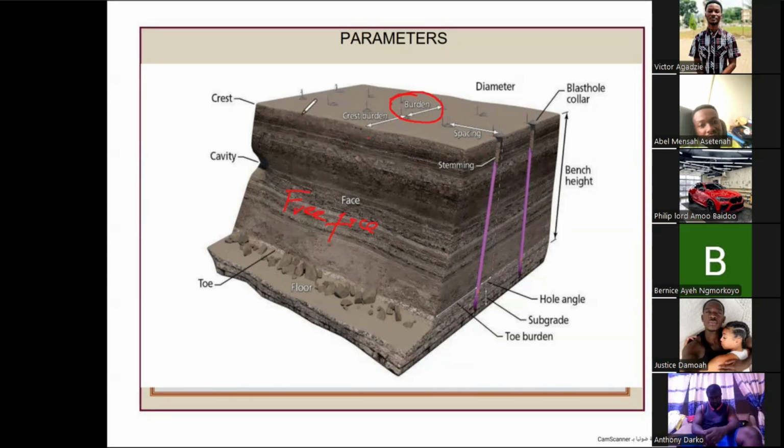Okay. So the distance that is perpendicular to your free face is your bearing. So we have the crest bearing. That is the one that is at the crest. It's called a crest bearing, and the remaining ones are just the normal bearing. Here we have two bearings. So the bearing is always with respect to the free face.